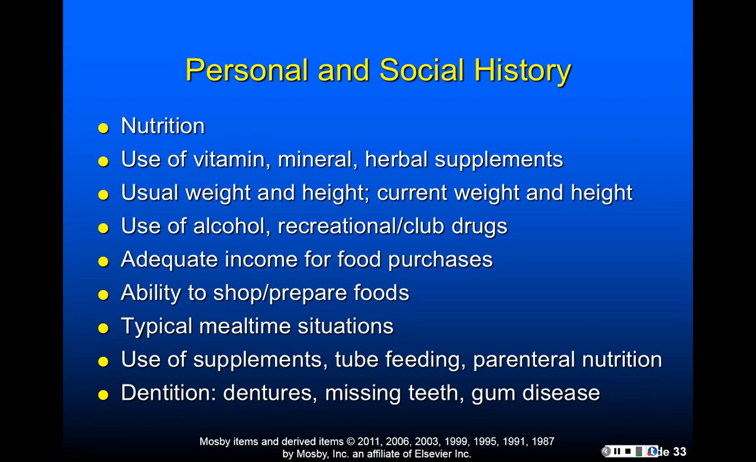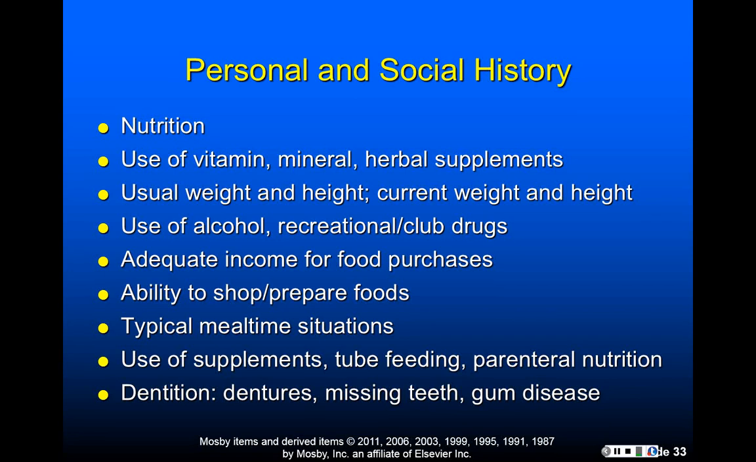The personal and social history interview should include the patient's own nutrition, their use of vitamins, minerals, and supplements. What is their usual weight and height? Compare that to the current weight and height. Do they use alcohol? What about recreational drugs? Does their income enable them to purchase nutritional food in adequate amounts?